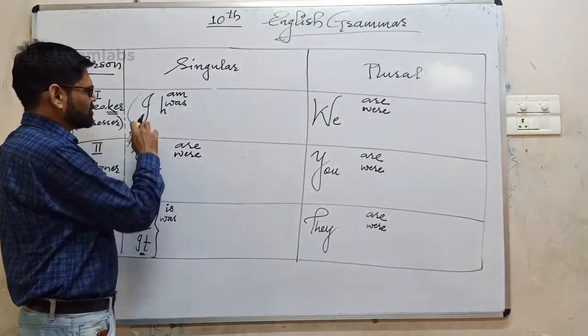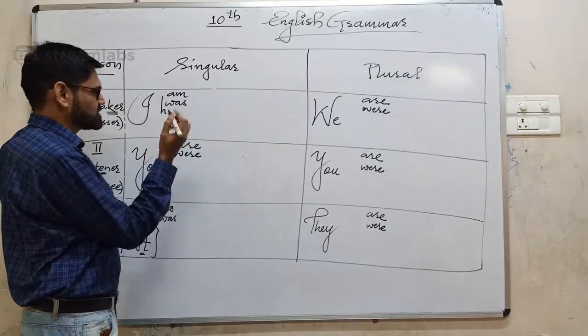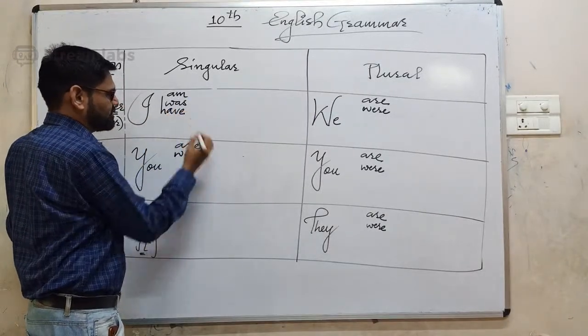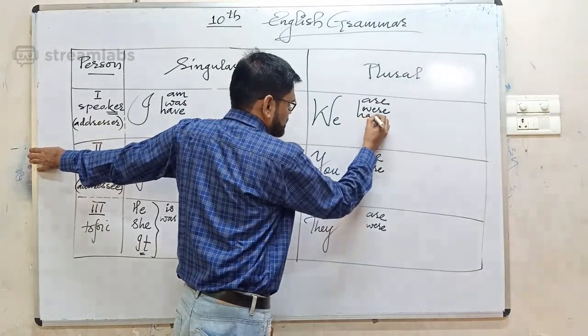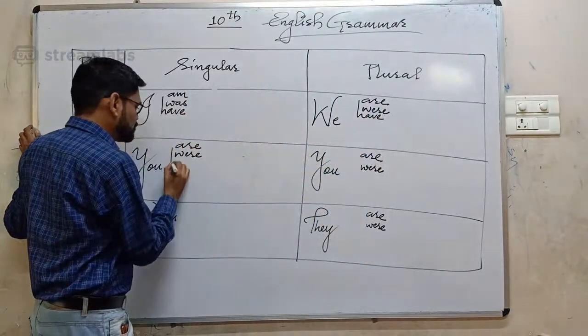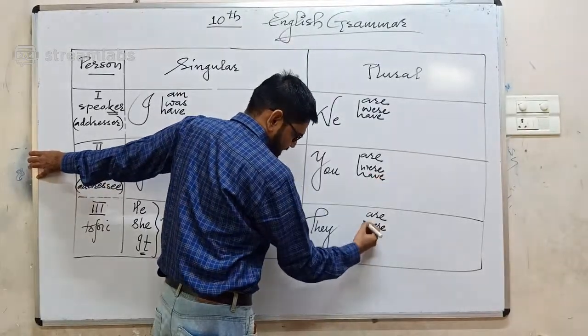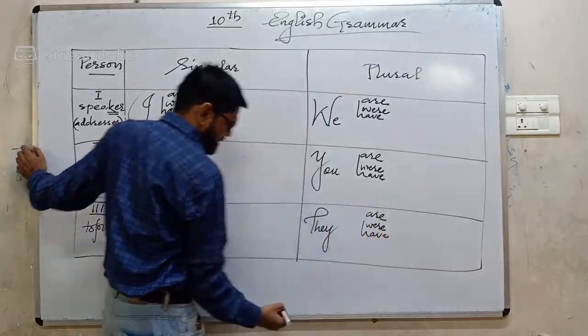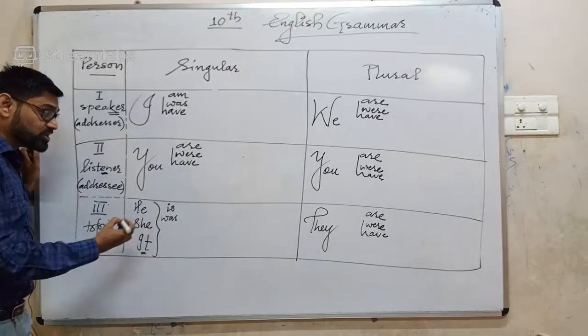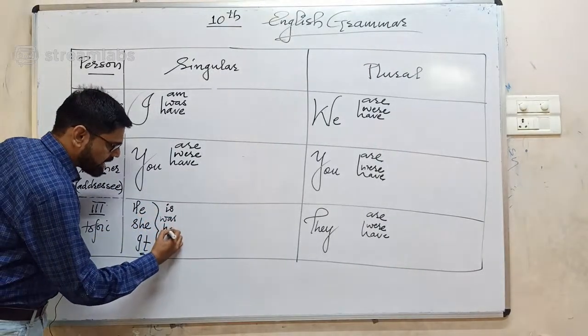Have, has. Start remembering. You have always seen the word I have, not I has. It's I have. We have. You have. You have. They have. But with he, she, it, it's has.